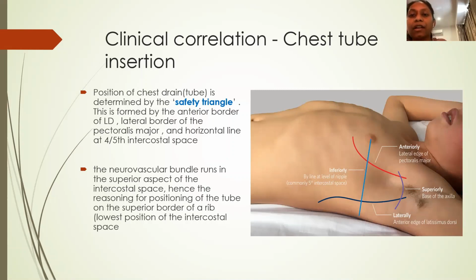Okay, so when we insert the chest tube, we should be careful of the neurovascular bundle which runs in the superior aspect of the intercostal space, meaning that you should place the tube on the superior border of the lower rib, the lowest position of the intercostal space.